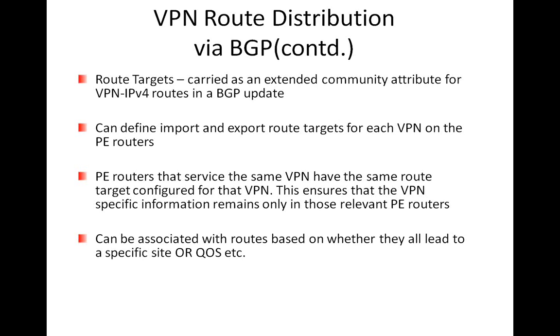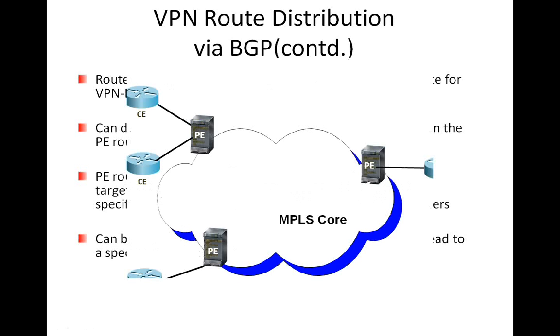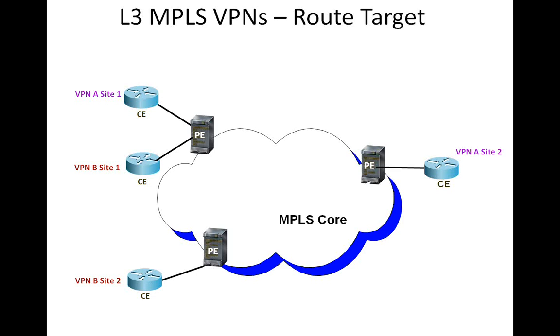The peer routers that service the same VPN have the same route target configured for that VPN. This ensures that the VPN specific information remains only in those relevant peer routers. Now this is where the security comes into the picture, which means the service provider is ensuring that there is no leaking of routes across the different VPNs. It can be associated with routes based on where they all lead to, a specific site or QoS. Now let us see an example of how route targets can be used.